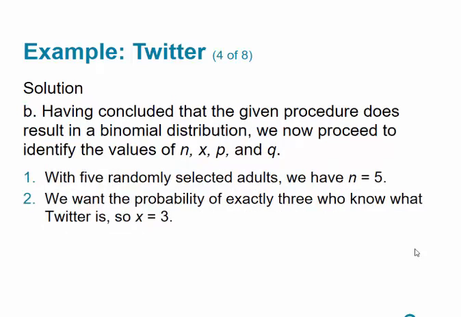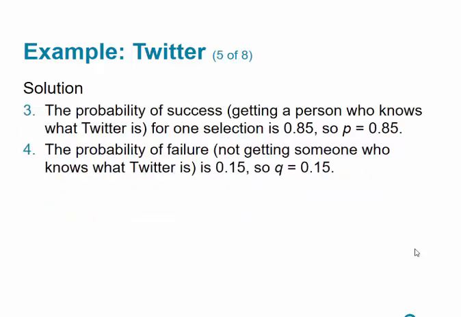So having concluded that the given procedure does result in a binomial distribution, we now proceed to identify the values of n, x, p, and q. So with 5 randomly selected adults, n is 5. And so we want the probability of exactly 3 who know what Twitter is. So in this case, x is equal to 3. Now, the probability of success is 0.85, so p is equal to 0.85, and the probability of failure is 0.15. Now, remember, p plus q are always going to be equal to 1.